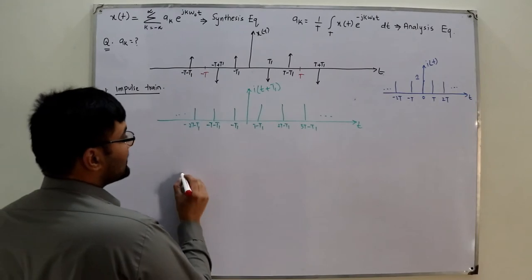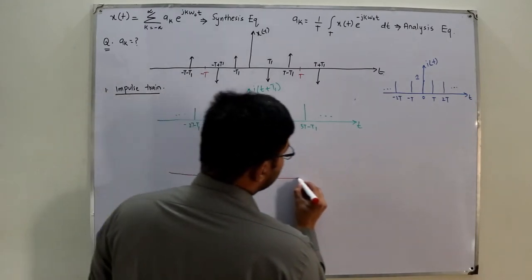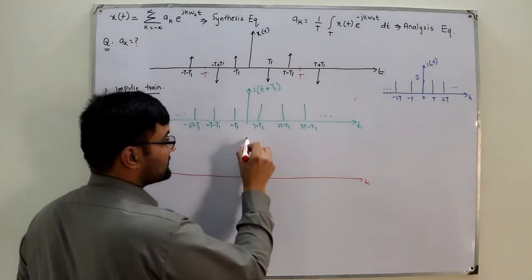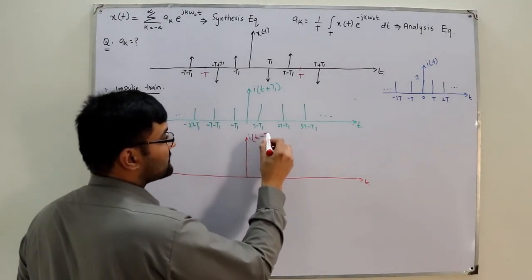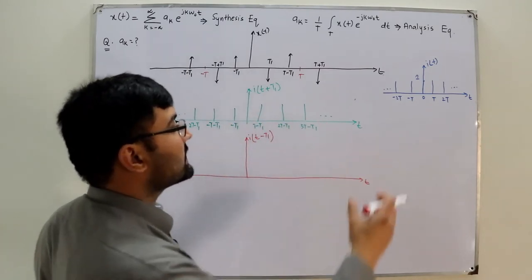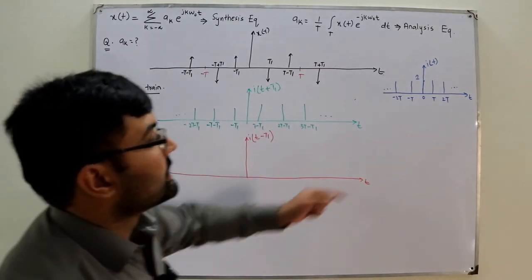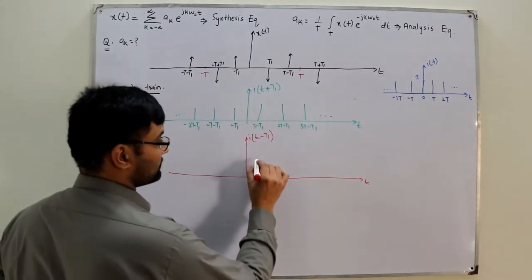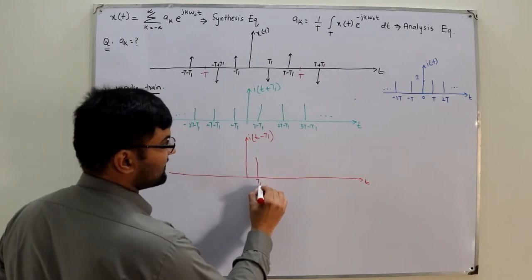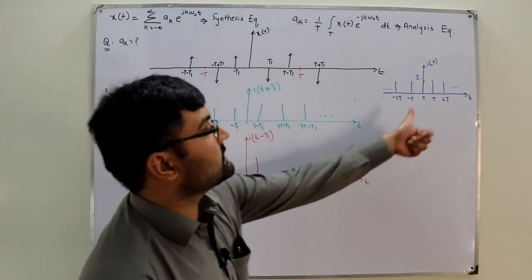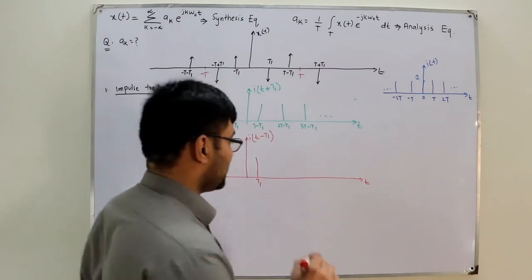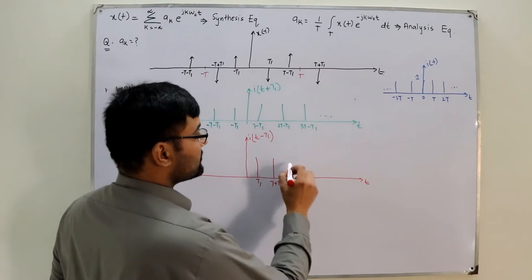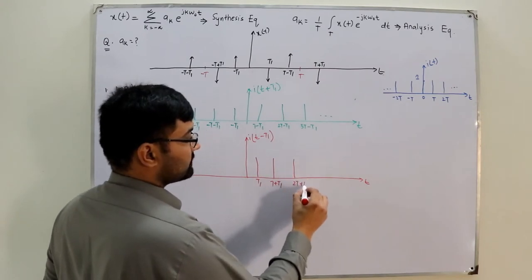The next thing I want to do is shift the same signal to the right by T1 units. So let's say this is an impulse t minus T1. It is now shifted toward the right by T1 units. The impulse located at zero would now be located at T1. Similarly, T would now be located at T plus T1, and 2T would be located at 2T plus T1.